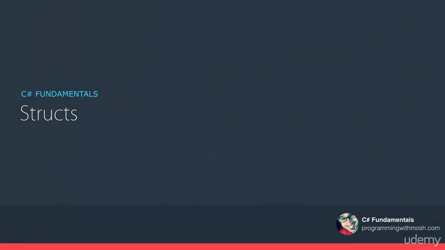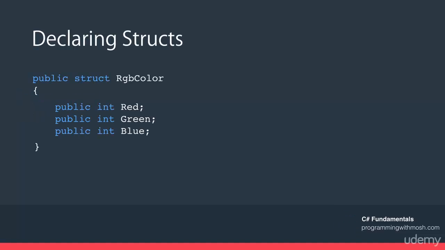In C# we also have another type similar to classes, which is called structure or struct. So in terms of syntax, it's very similar to a class. The only difference is instead of using the class keyword, we use the struct keyword. So similar to classes, structures combine related fields and methods together. But what is the difference?